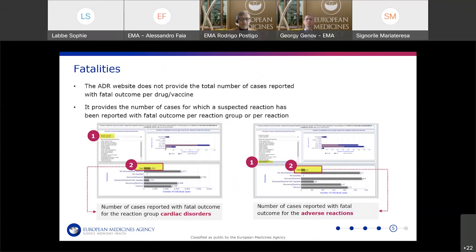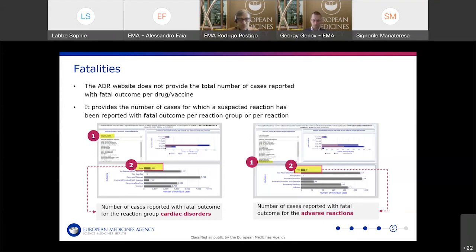Regarding fatalities, the ADR website doesn't provide the total number of cases with fatal outcome that we have received per vaccine, but instead provides the number of cases with more context. So the number of cases with fatal outcome with more context, because we can see the number of cases for a specific reaction group, but also we can see the number of cases for a specific reaction that were reported to be fatal.